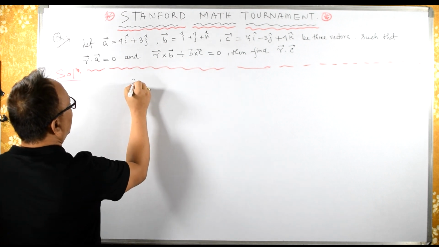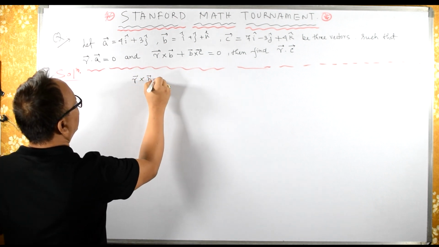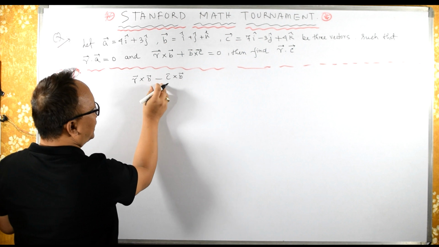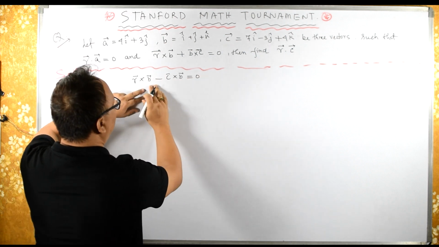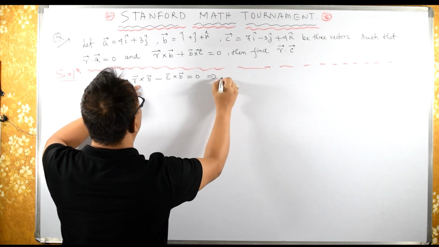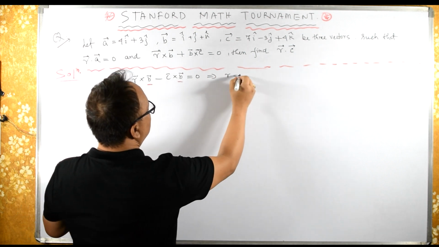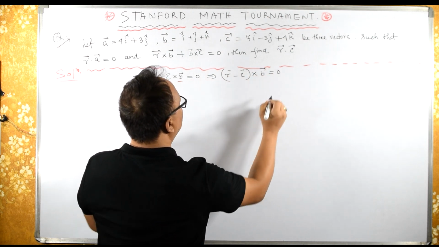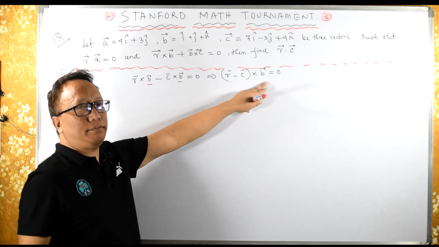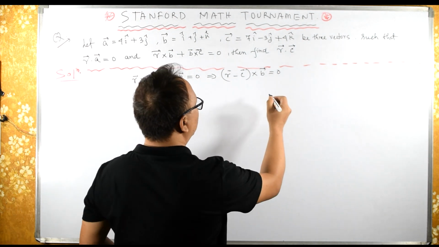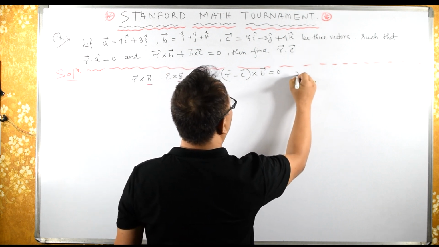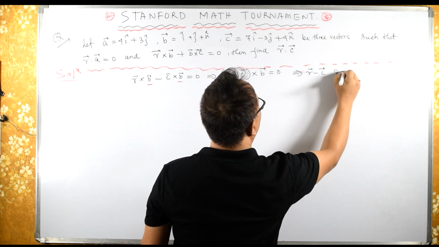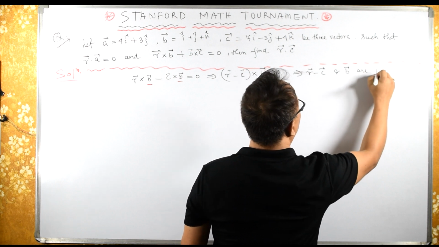Therefore, this is r cross B. The B cross C is, I can say, C cross B minus, okay? This equals 0. From here, I can take B, which implies (r minus C) vector cross B vector is equal to 0. It means r minus C and B are parallel to each other. Therefore, r minus C and B vector are parallel.